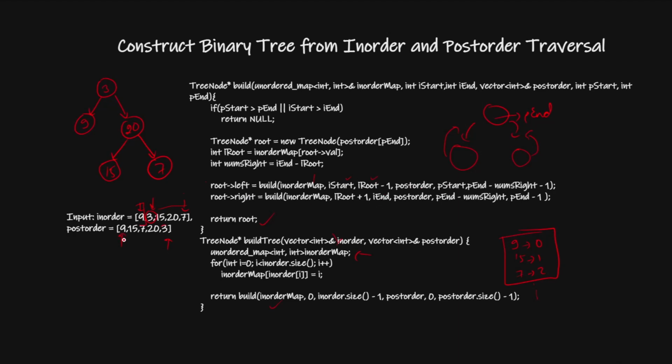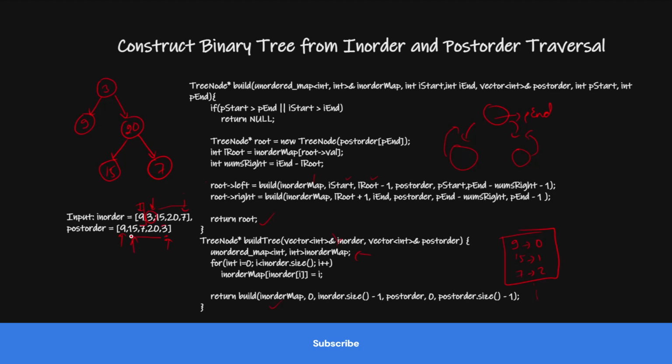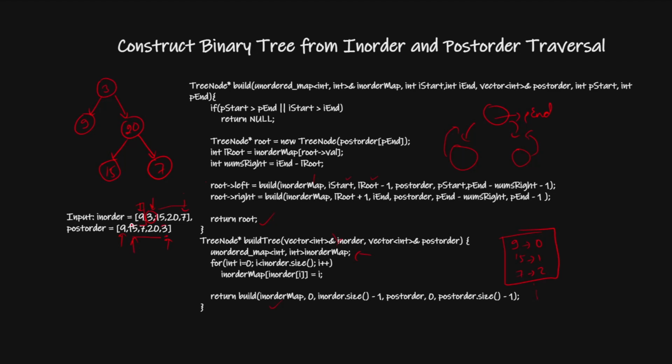And what will be for post order? What will be my left subtree post order? It will be from p start to this. This will be my p end minus nums right minus 1. So let's say this is 0, 1, 2, 3, 4. So p end is 4. And nums right is, I can say, 3. So 4 minus 3 minus 1, it will be 0. So this 9 will be my post order for left subtree. So this will be my in-order and this will be my post order for left subtree.